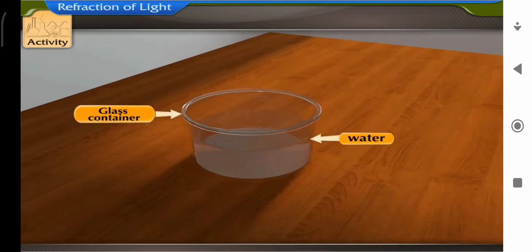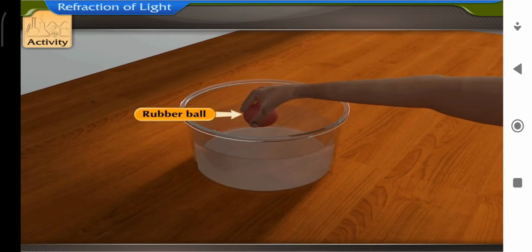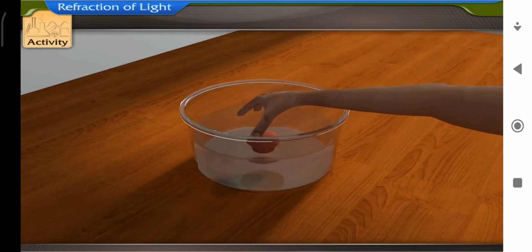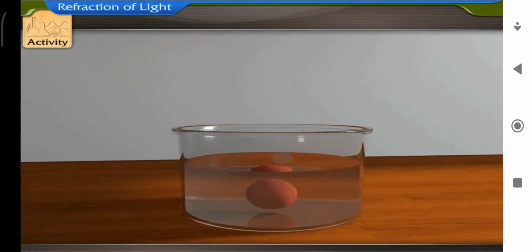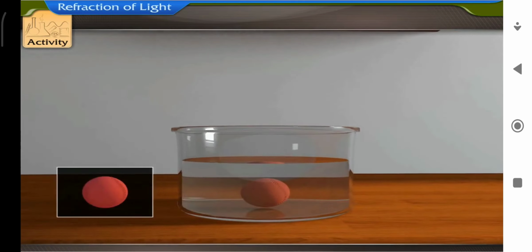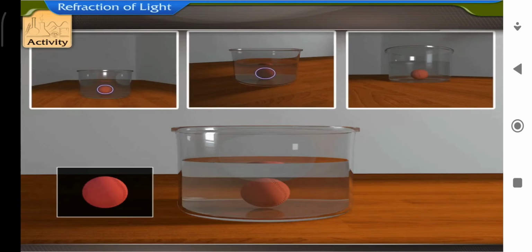Take some water in a glass container. Now take a heavy rubber ball and immerse it slowly in the water. Observe the ball from one side of the container. What do you observe? Do you notice any change in the size of the ball? Yes, the size of the ball varies.